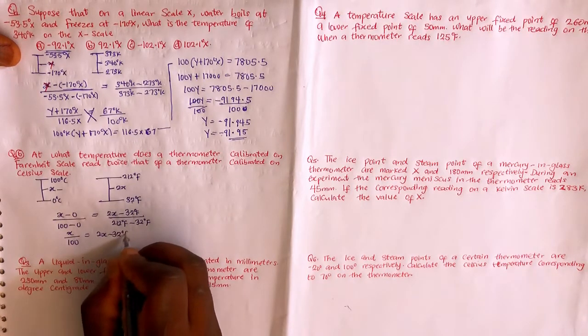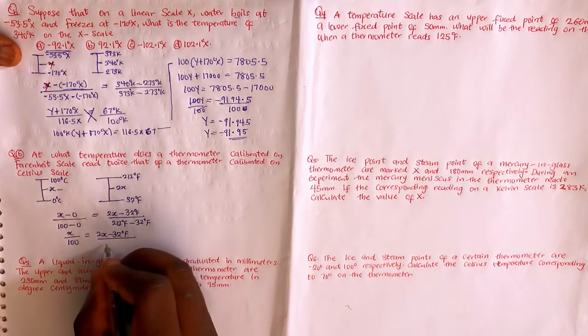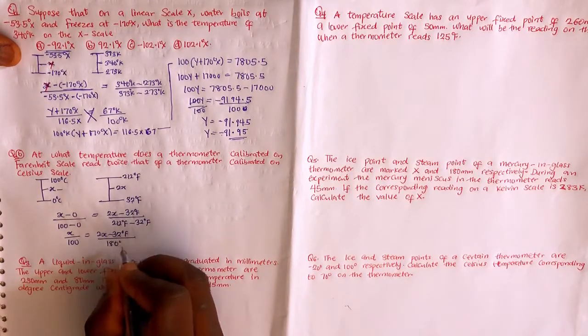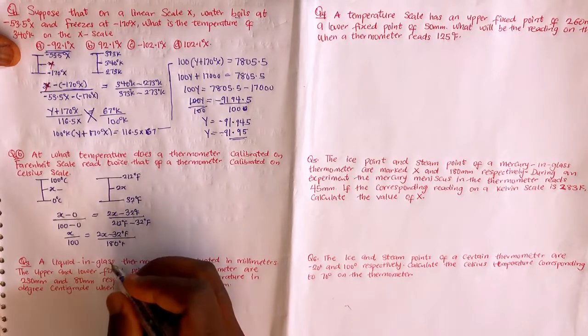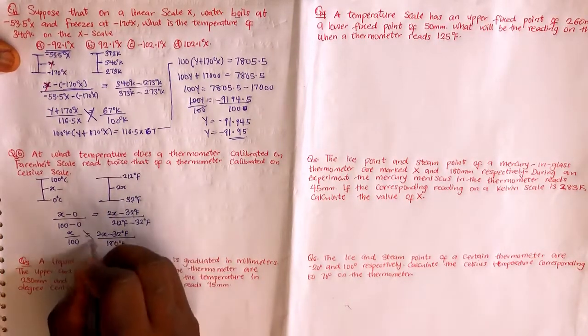32 degree Fahrenheit divided by what? This minus this should give me what? That's 180. That will be 180 degree Fahrenheit. So in this case, I can actually cross multiply. So if I cross multiply, let's see what I'm going to have.